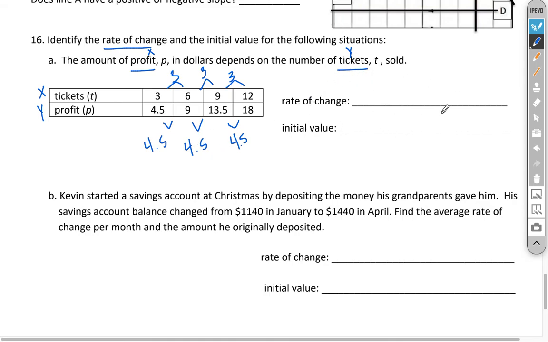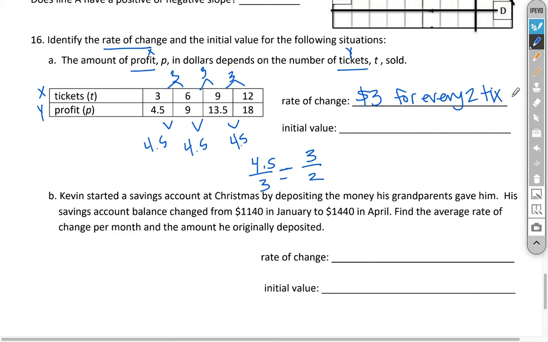So when we're talking about rate of change, we're not talking about equations, so we need to convert this decimal to a fraction. So 4.5 over 3 is going to be 3 over 2. And what this is telling us is we're making $3 for every 2 tickets, right? Because we put 4.5 on the top, so that's our profit, and 3 on the bottom was our tickets. So our rate of change is going to be $3 for every 2 tickets.